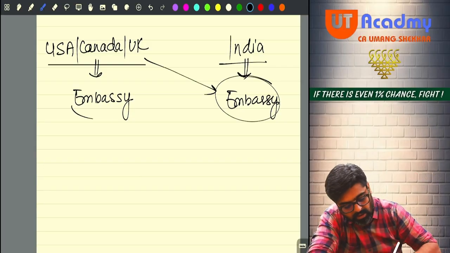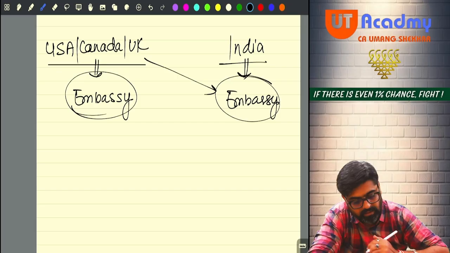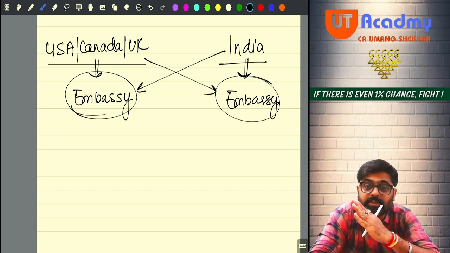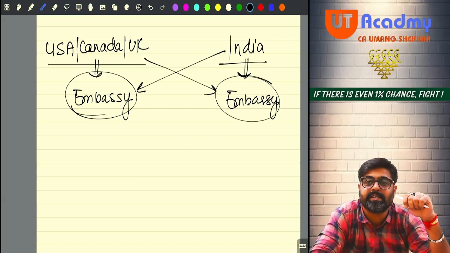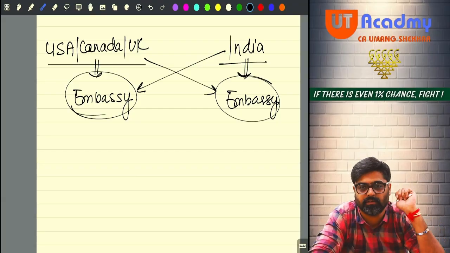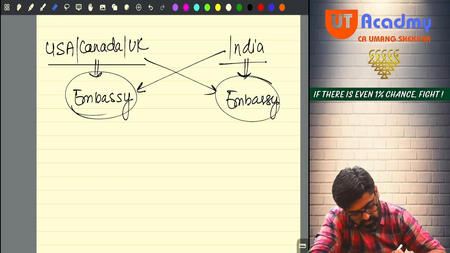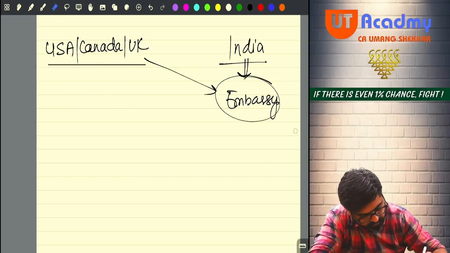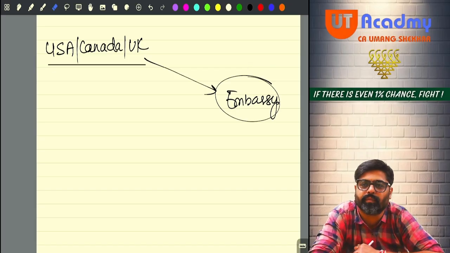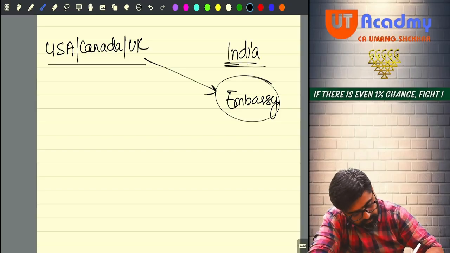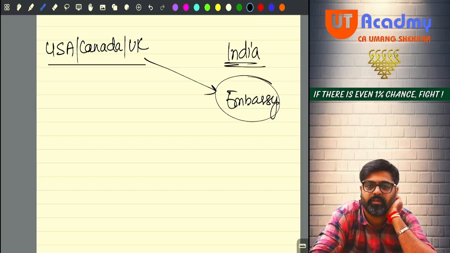So there is an embassy or consulate office in the USA. This is the Indian embassy. Sir, if it is in the USA, then it has to be the US embassy. No. The US embassy should be in India and the Indian embassy should be in the US. Okay. Now let us not talk about the Indian embassy in the US. In India, will there be a US embassy?